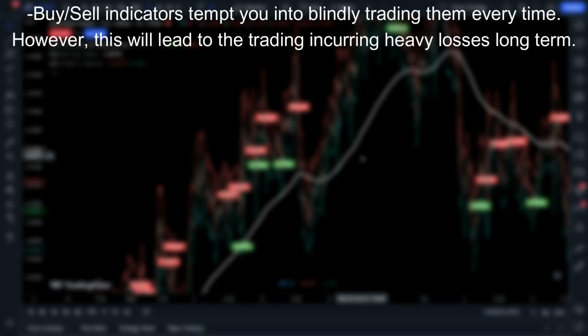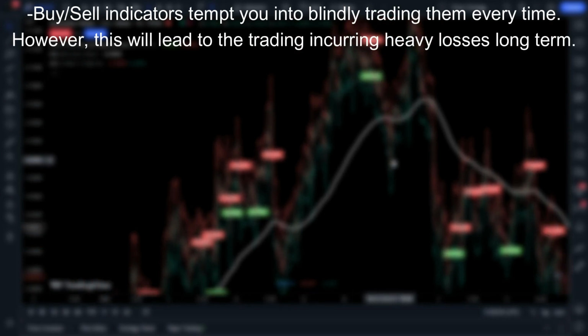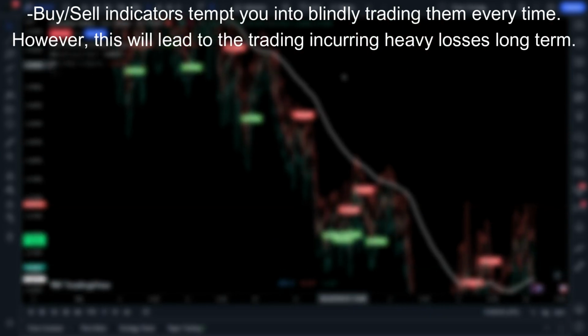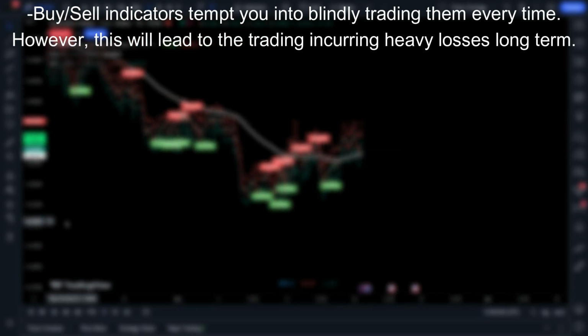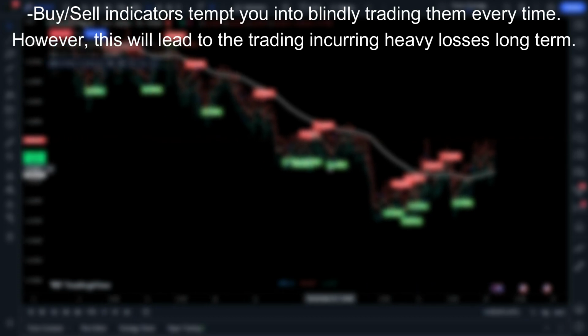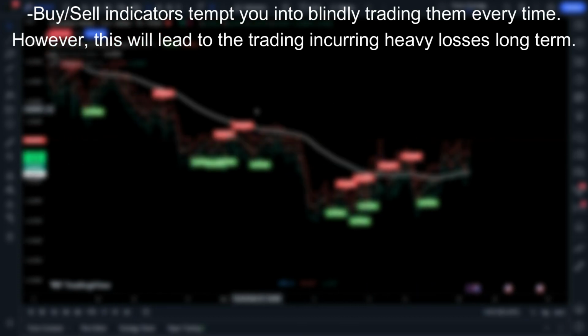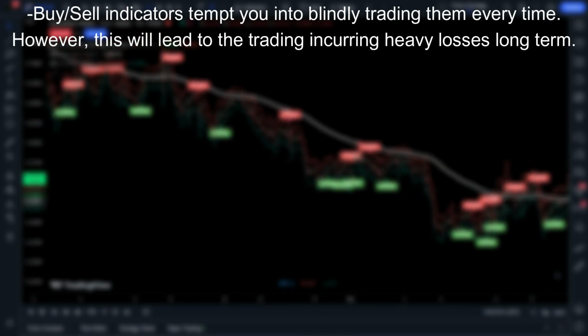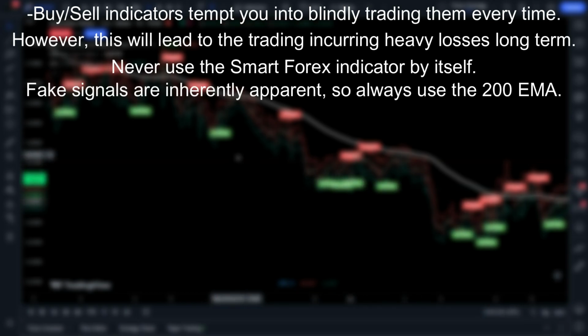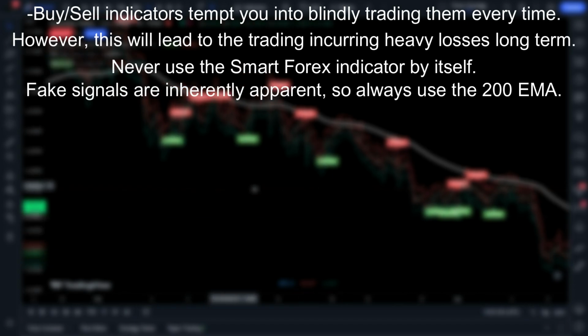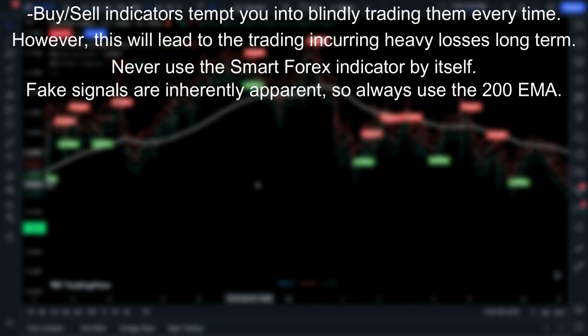Traders must realize when using buy and sell signal indicators like this one, that it is tempting to just buy or sell whenever you see the signals. But we should never blindly follow them, otherwise we will lose a lot of money. As for our Smart Forex indicator here, the signals are good, but this indicator can never be used on its own. We get a lot of fake signals taking place, and so our 200 EMA helps reduce this issue.